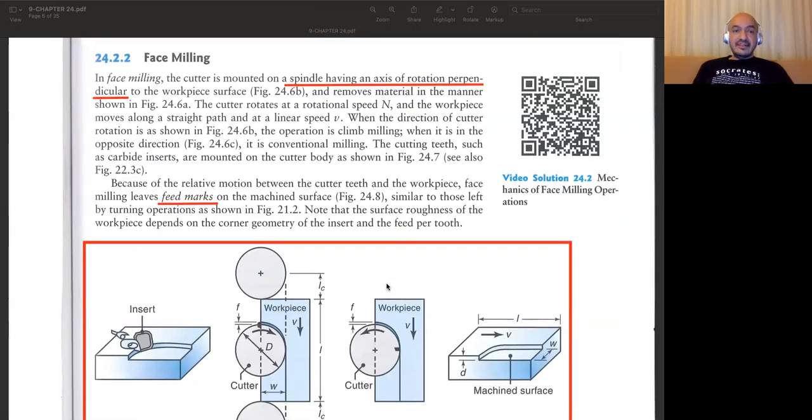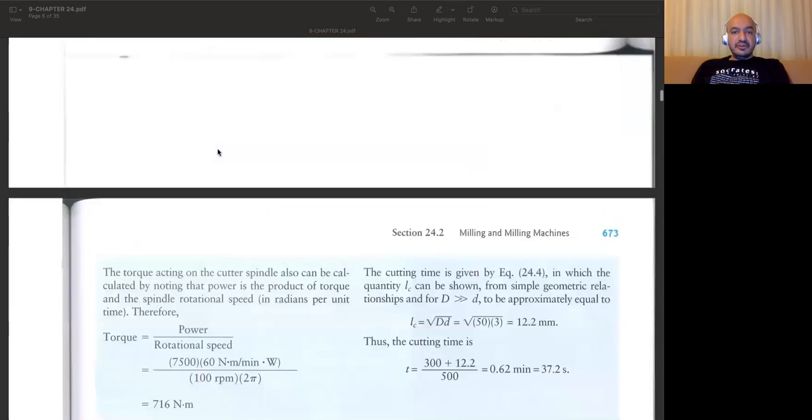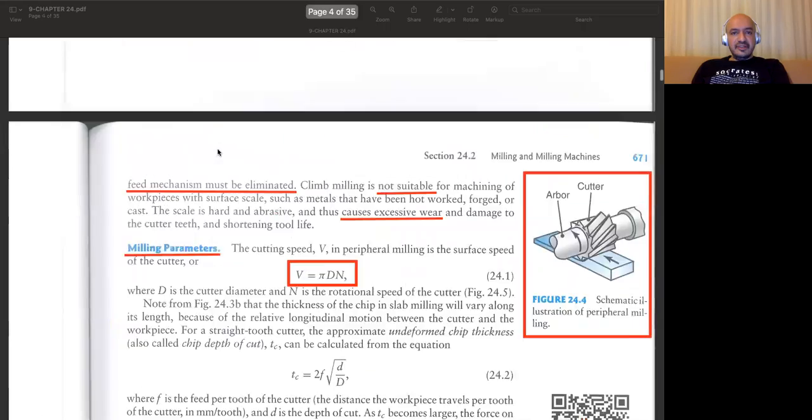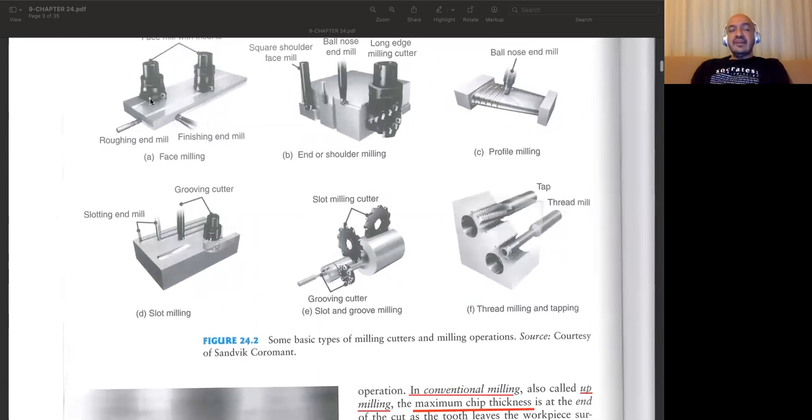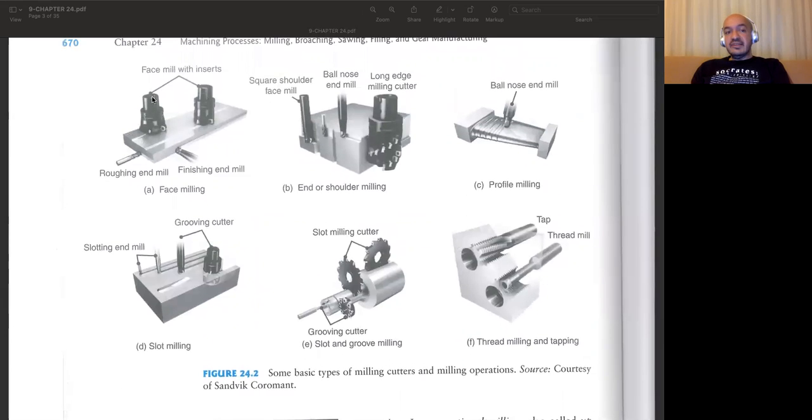Now we discuss the first type of milling operation, peripheral milling. Now I will briefly talk about other milling operations. The second one is face milling. As I showed you in this picture here, face milling is about removing material from the top surface of the workpiece. And this time, as opposed to peripheral milling, the axis of rotation of the cutter is perpendicular to the surface which is to be machined.